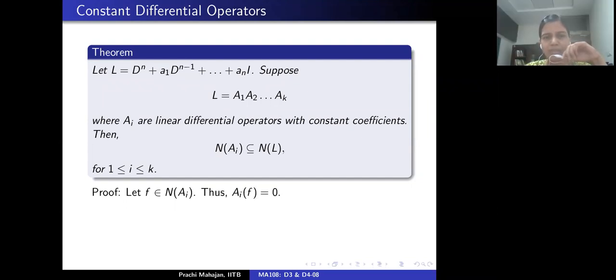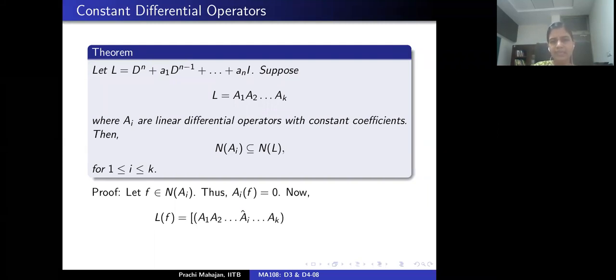There's not much in the proof, but the proof actually uses the previous corollary. So let me emphasize this. Suppose that I have f in the null space of the operator A_i, which means that if I apply A_i on the function f, then what I get is zero. Now I want to claim that f is actually in the null space, or the kernel, of the operator L, which means that L of f should be zero. Now L of f is exactly A_1 A_2 ... A_k applied to f. But I'm going to switch the order. I'm going to apply A_i first and all the remaining terms later, which enables me to use the fact that f is in the null space of A_i. So I'm using the previous corollary here. Is that okay?